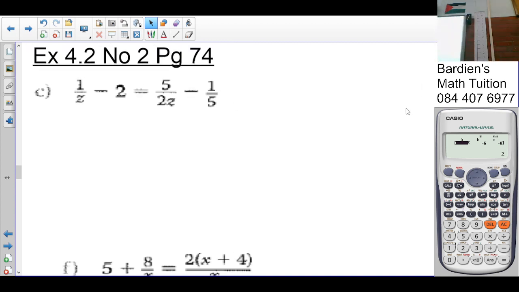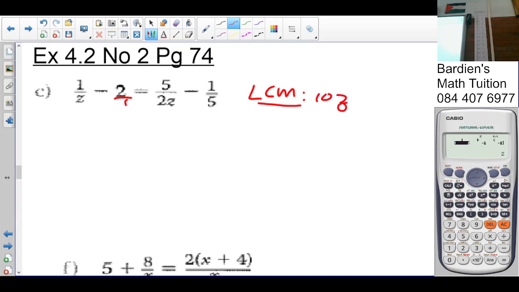So let's look at C. What's my LCM here? LCM. So it will be 10Z. What's my restriction? For which values can Z never be equal to? Z can never be equal to 0. Why? Otherwise this will be undefined. That's all.